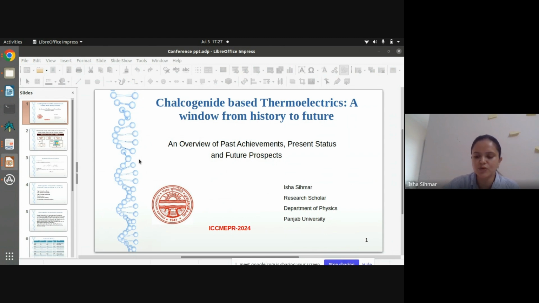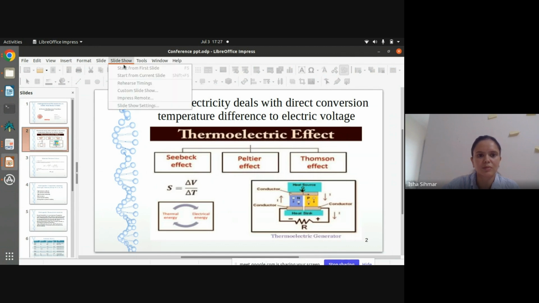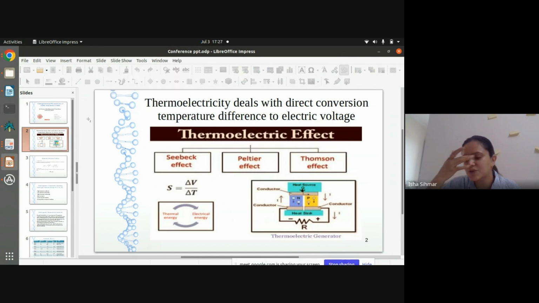So today I will talk about chalcogenide-based thermoelectric materials. This is a review. First we will talk about thermoelectricity. Thermoelectricity basically means thermo plus electricity. It means conversion of heat into electricity. So thermoelectricity refers to the direct conversion of temperature difference into electrical voltage and vice versa.